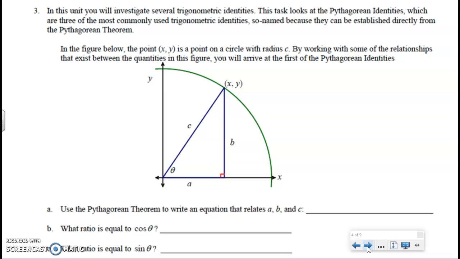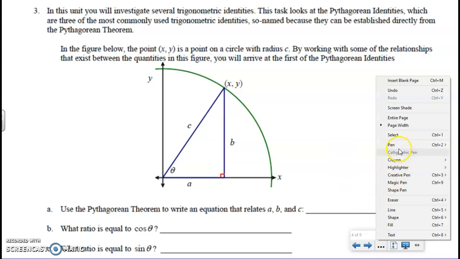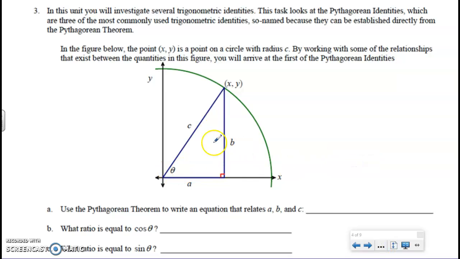Okay, so we have the unit circle diagram here. Quadrant 1, we have A, B, C there, we have angle theta, we have the point x, y. If we wanted to write out the Pythagorean theorem, you should have written a squared plus b squared equals c squared, right? So here's where we're at. I have a triangle here. Pythagorean theorem is a squared plus b squared equals c squared. Pretty easy, right?